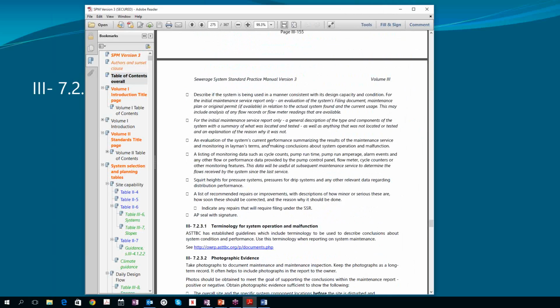And one of the things it says we have to do now is report if the system's being used in a manner consistent with its design capacity. So now we need to know what the design capacity is, and an evaluation of the system's performance, including making conclusions about repairs and recommendations for improvement and so on.